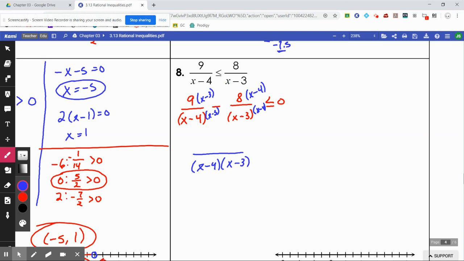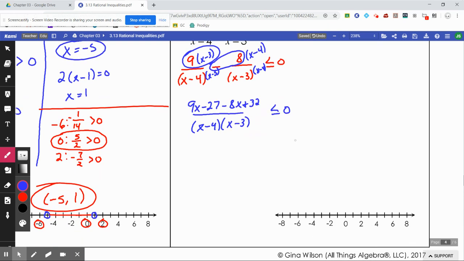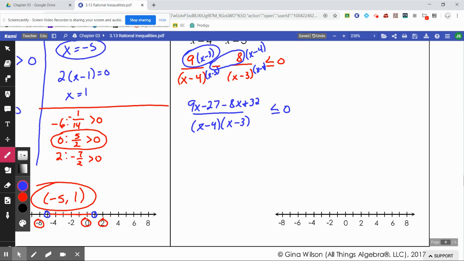On top you have 9 parentheses x minus 3, which is 9x minus 27. And here, do not forget to distribute the negative with the 8. That'll be a negative 8x plus 32, and that is less than or equal to 0. Combine your like terms, gives you 1x plus 5 over x minus 4 times x minus 3 is less than or equal to 0. Now you solve it just like the other ones.